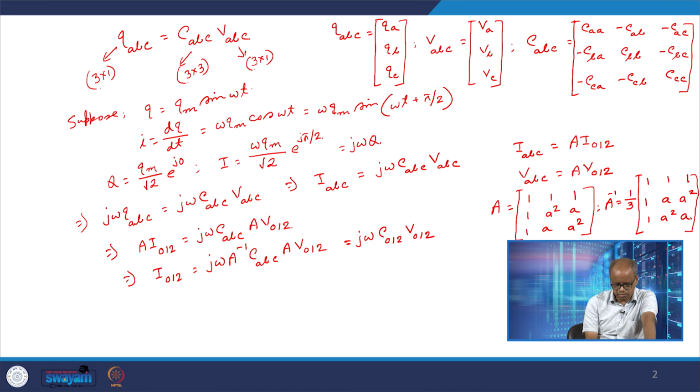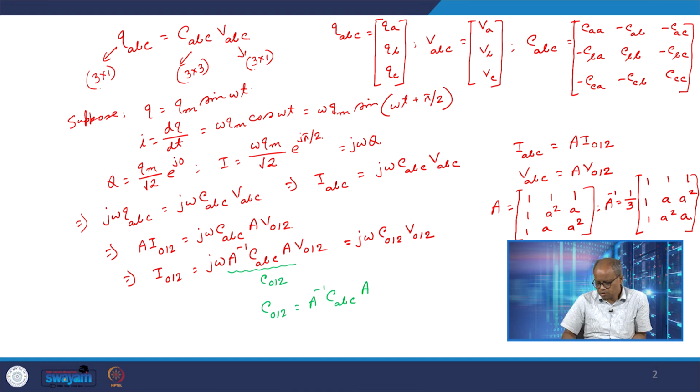So where I say that this quantity is C 0 1 2. So this is basically the 3 cross 3 capacitance matrix in the sequence domain. So we know that C 0 1 2 is nothing but A inverse C ABC into A. So this is the case.